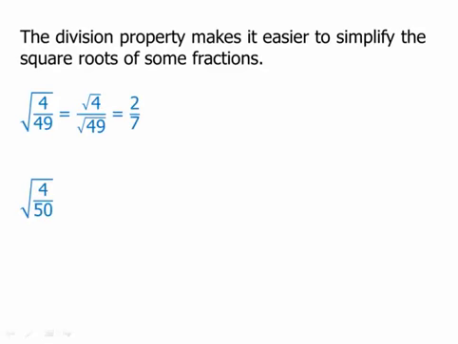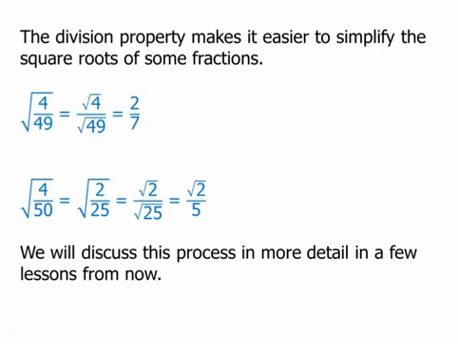If we had the square root of 4 over 50, of course we can simplify a bit first. We can cancel a factor of 2, then take the square root in the numerator and the denominator. In the numerator, we can't do anything else. Square root of 2, we're stuck with that. But in the denominator, we can simplify that to 5. So these are two fractions that get a little bit simplified.